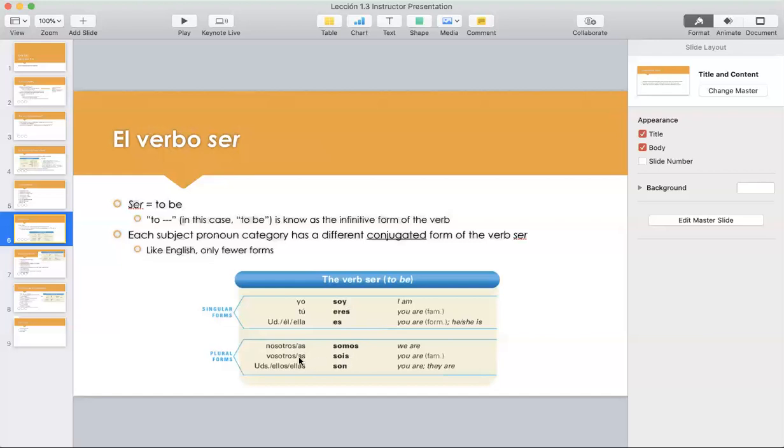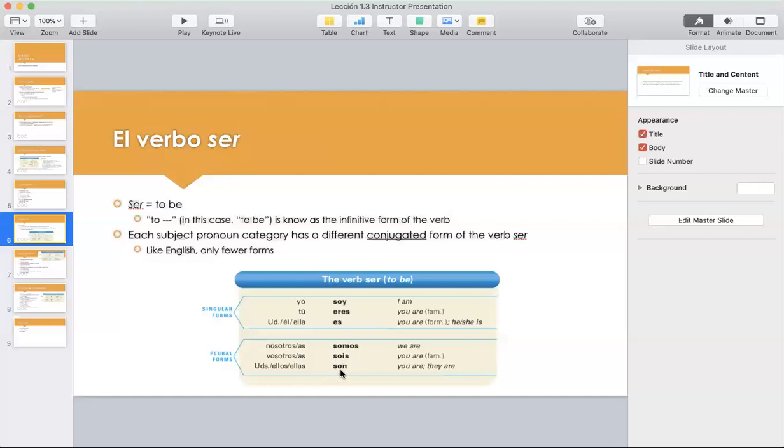Then we have the one that is used in Spain and Argentina. Vosotros sois, you all are. Or sois by itself. So if I'm talking to you as a group and I say, sois estudiantes, you understand that I'm talking to you directly. I'm saying you are students.